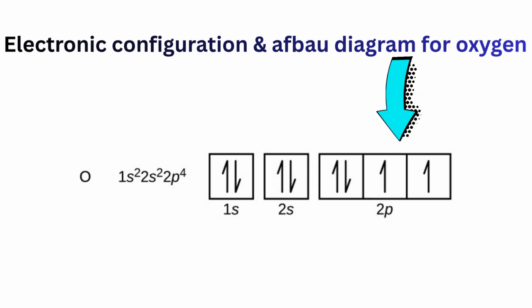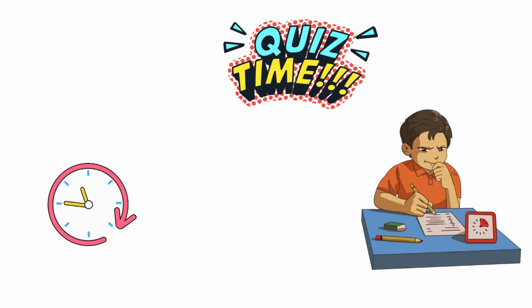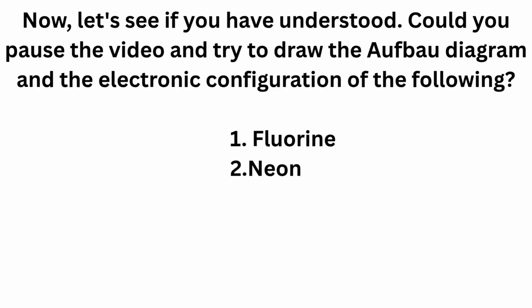Now let's see if you have understood. Pause the video and attempt to draw the Aufbau diagram and the electronic configuration of the following. 1. Fluorine. 2. Neon. You will find the answers at the end of the video.